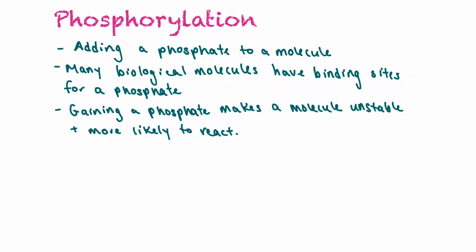So phosphorylation is when you add a phosphate to a molecule. And many biological molecules have binding sites for phosphate groups. And when a molecule gains a phosphate, it makes it more unstable. It makes it more likely to react. And sometimes we want molecules to react, so it's advantageous to gain a phosphate.